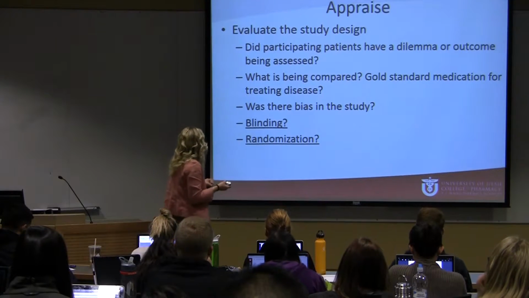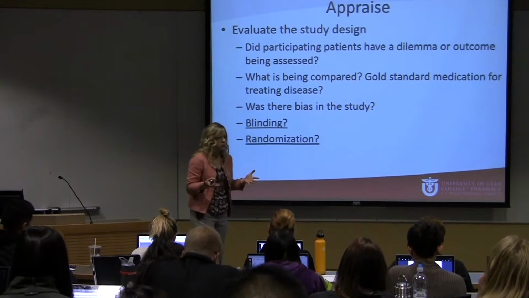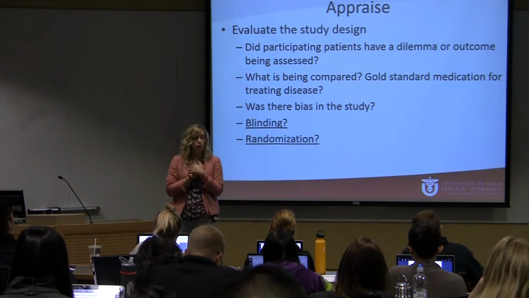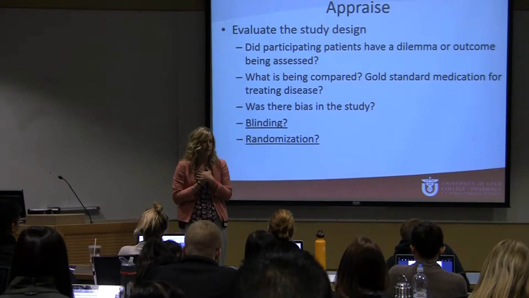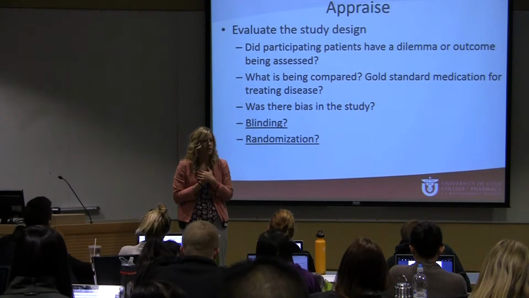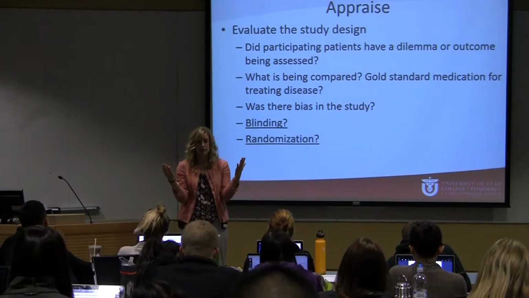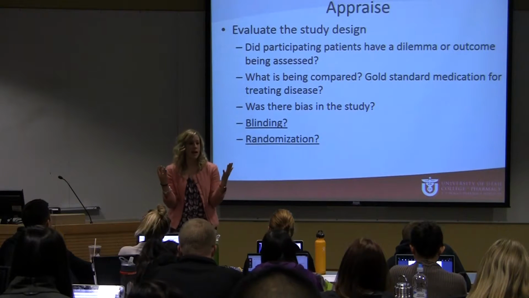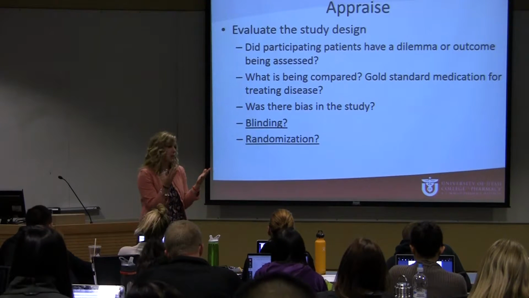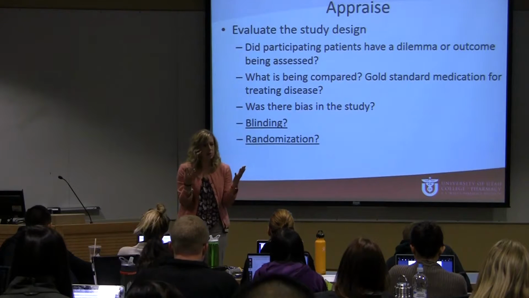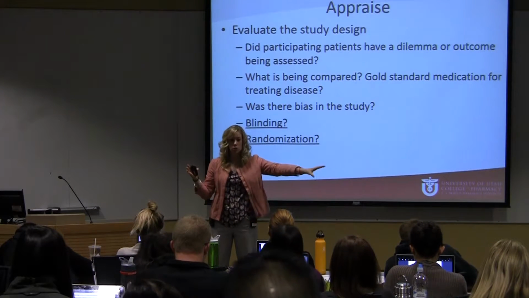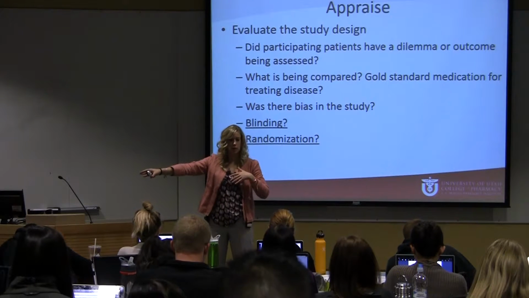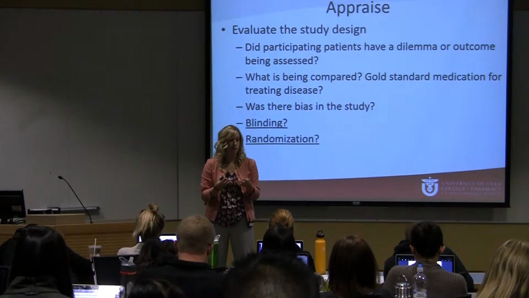Blinding is another thing that we talk about. So does the patient know which therapy they're getting? That's your single blinding. Double blinding is the patient and the person who is evaluating the result of what happens with the patient. So with double blinding, nobody knows who got what. Nobody knows who got placebo and nobody knows who got drug A, and we're looking for the outcome.